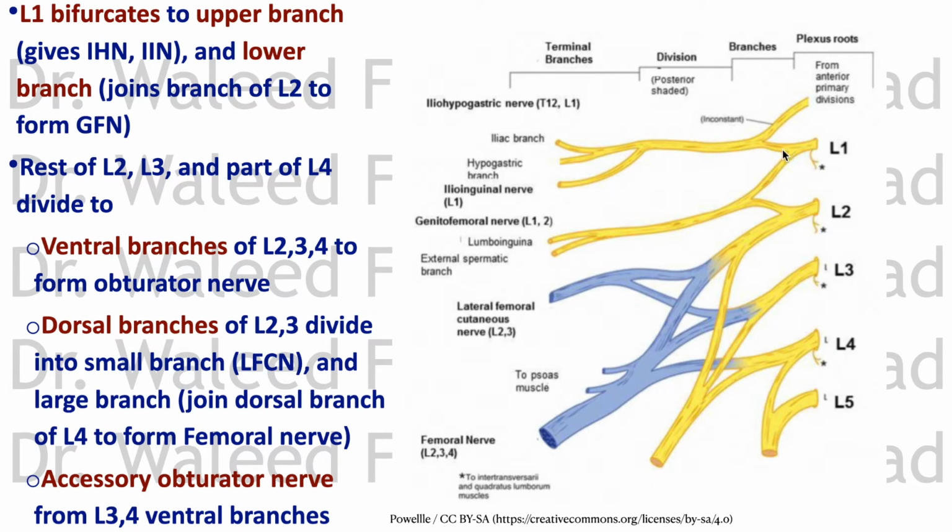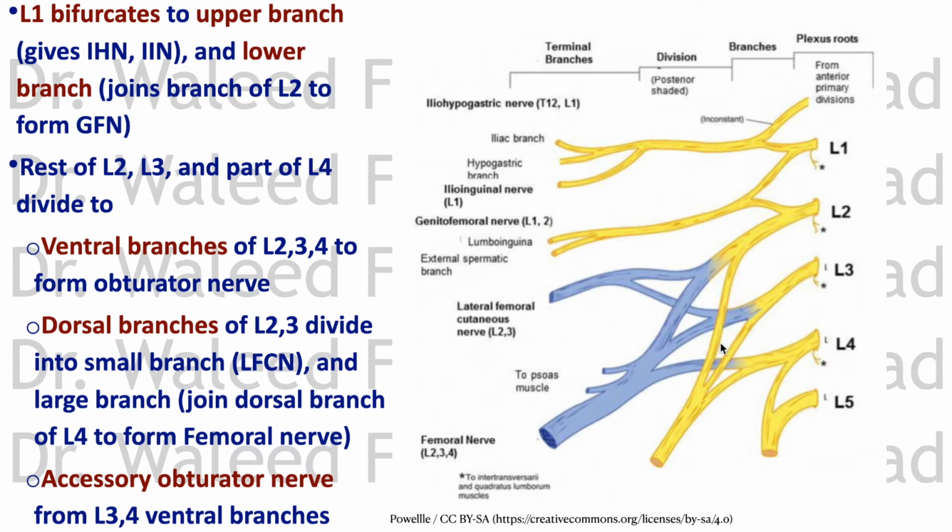L1, as you can see here, bifurcates into upper and lower branches. The upper branch gives the iliohypogastric and the ilioinguinal nerve, which is considered the collateral branch of the iliohypogastric nerve. The other branch of L1 with a branch of L2 forms the genitofemoral nerve, and the rest of 2 and 3 and part of 4 divide into anterior and posterior divisions.